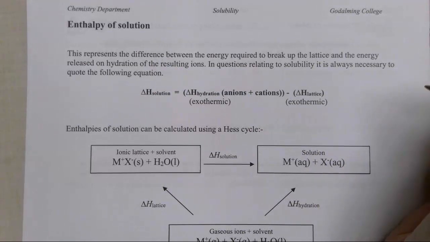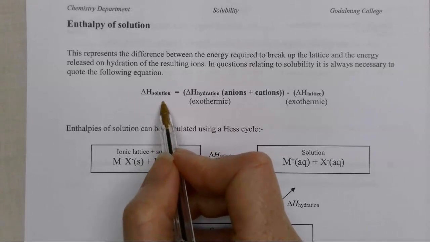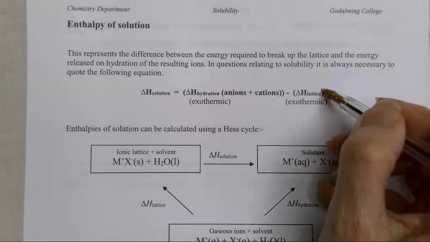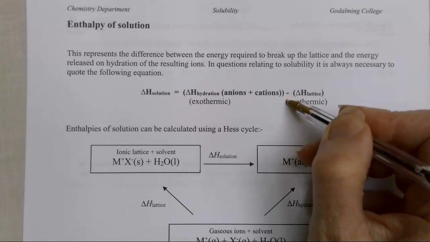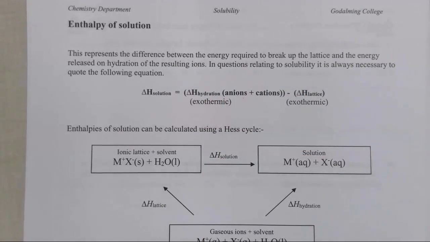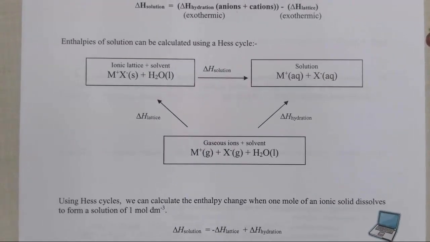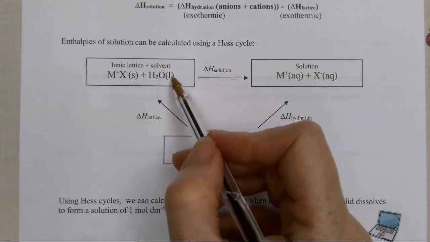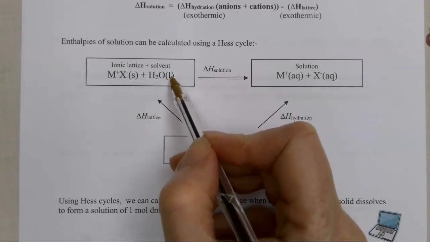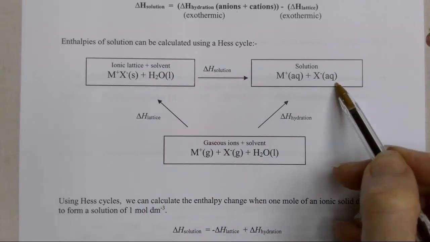Okay, so now we're going to put those two ideas together to calculate the enthalpy of solution. To remember, to get something to be dissolved, we've got two processes going on. We're going to break up this lattice, which is why we've got this negative sign here, and then we're going to hydrate the ions. So we can calculate that looking at a Hess cycle. If we look here at the Hess cycle, you've got your ionic lattice here, plus your solvent, this is water. Enthalpy of solution to turn it into aqueous ions.